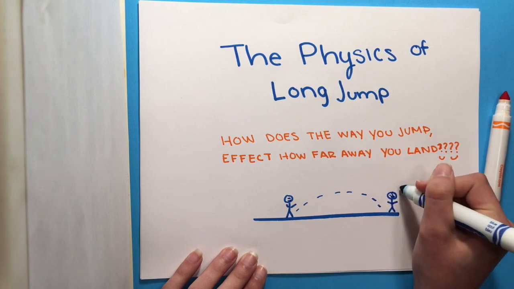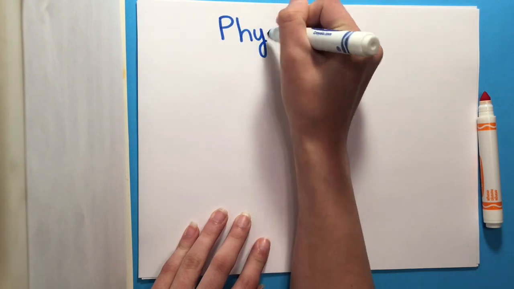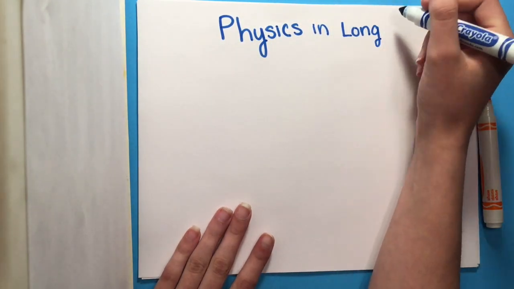So how does the way you jump affect how far you land? This is the physics of long jump. Alright, so let's get into the science of all this.